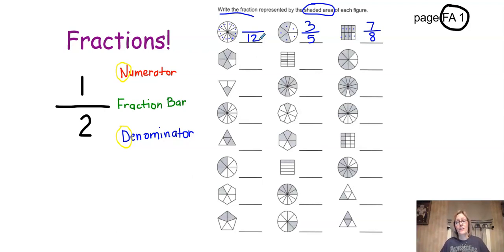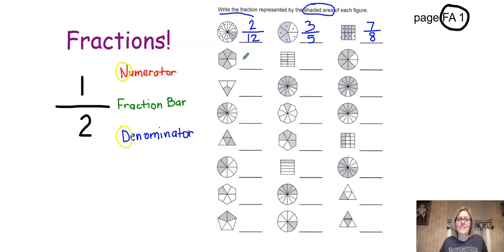Now, how many are shaded in those 12? That was easy. There were just 2. And so my numerator is 2. My denominator is 12, or I can say 2 out of 12 are shaded. And to pronounce this fraction, I would say 2/12. Okay.